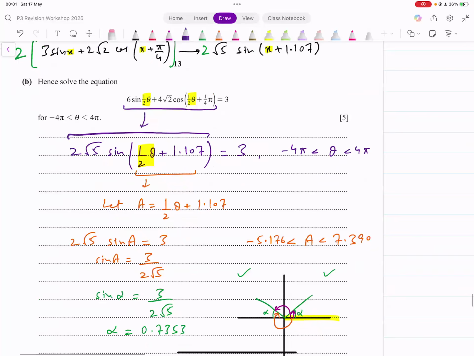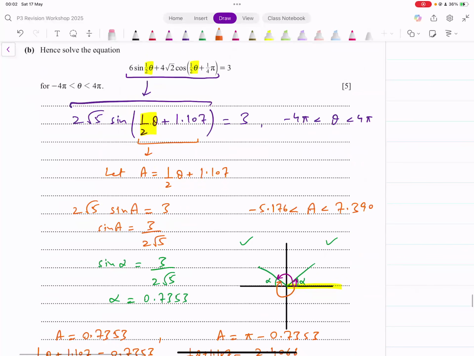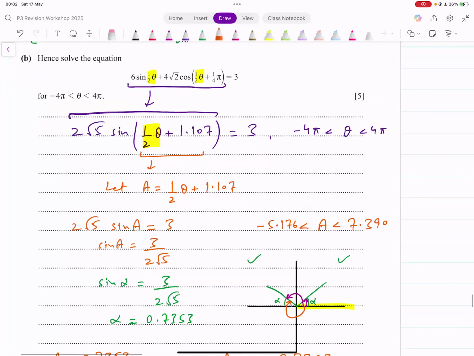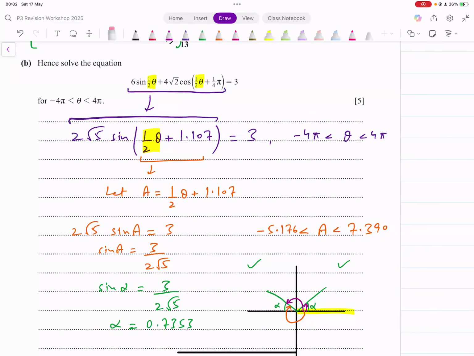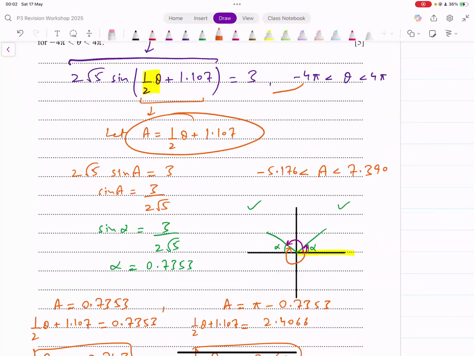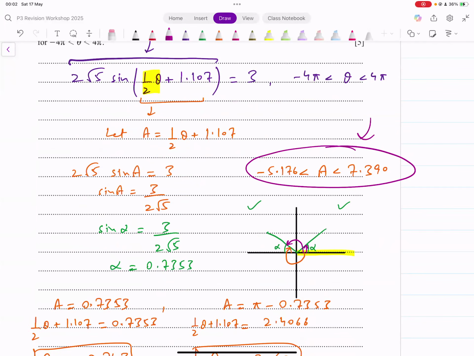What do we do after this? You've got this angle, you use a substitution with this. You say let a equals half theta plus 1.107. Then you adjust the interval. Theta is given to be between minus 4 pi and plus 4 pi. You adjust the interval for that. If a is equal to this, we input theta equal to minus 4 pi here and theta equal to 4 pi here. That gives us the corresponding values for a. They turn out to be this. A is supposed to be within this interval.